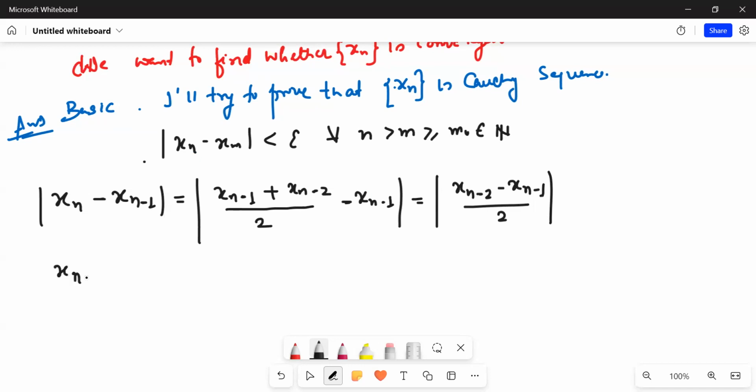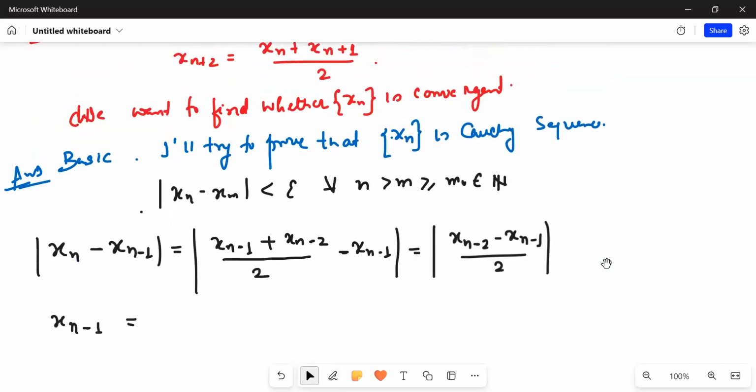So how can you write your xn minus 1? Let us try to figure that out at first. Just think about this. How will you write your xn minus 1? Because we have to somehow create recursions. So how would you do that? Okay, so xn minus 1, it is equal to what?